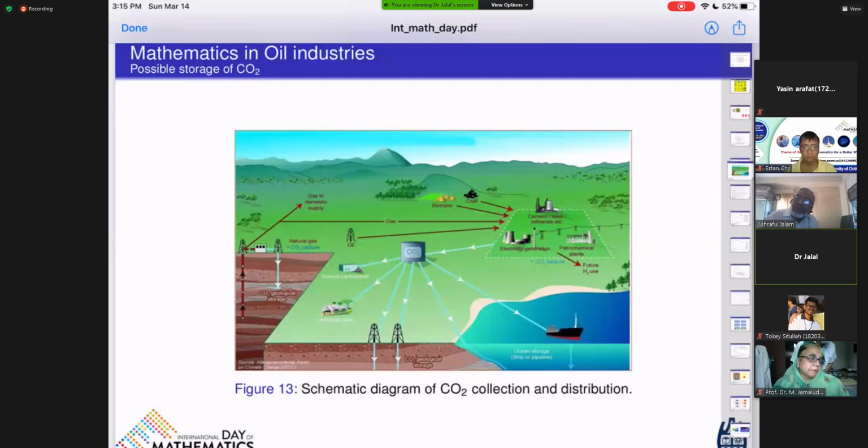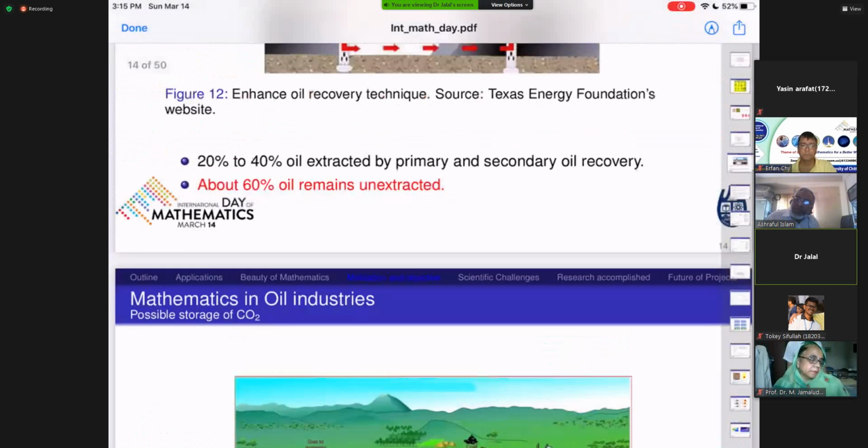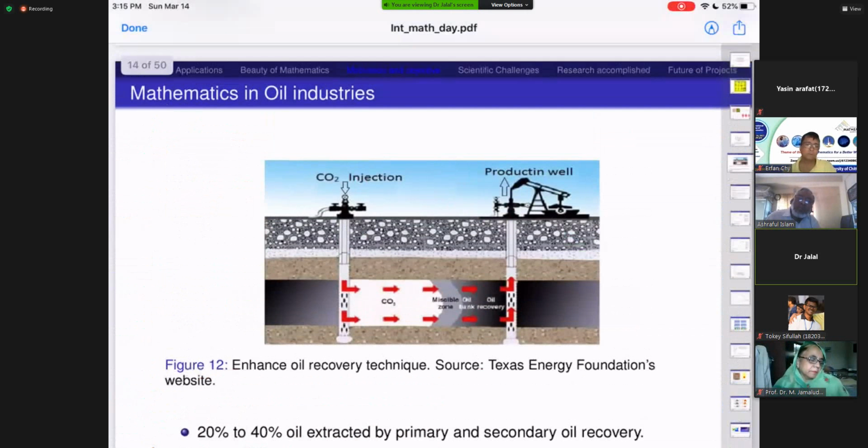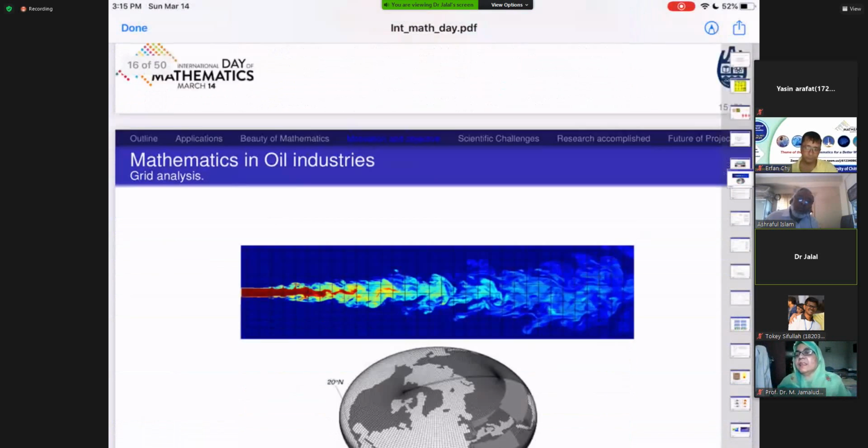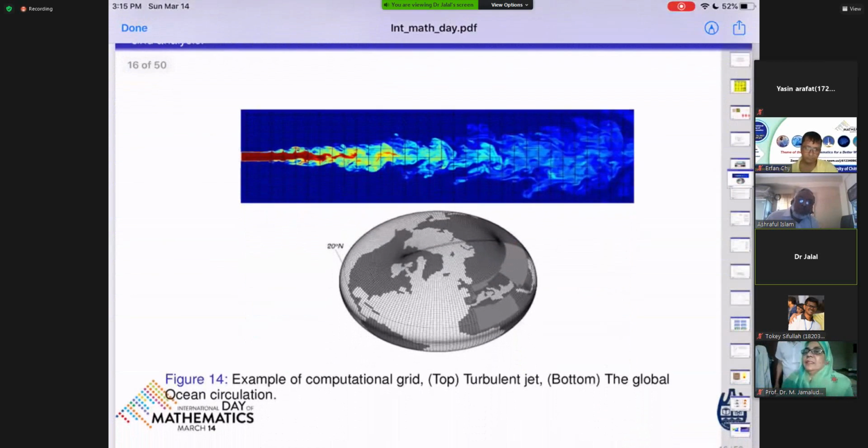This is the idea. You have to collect the carbon dioxide, and then you reserve it in the underground using carbon dioxide injection, and then oil will be produced. That means you can collect the carbon dioxide and inject it into the underground reservoir, then you will get more oil. So it is two-way beneficial. Now I am going to show another technique, another idea about grid generation.